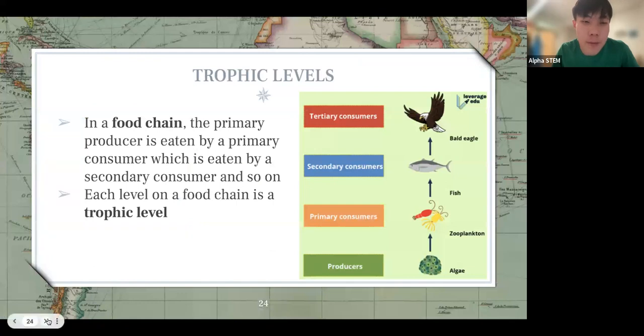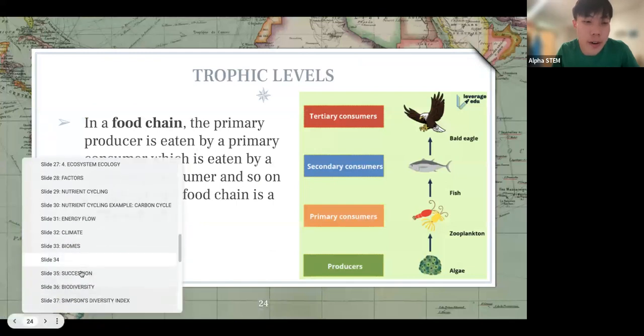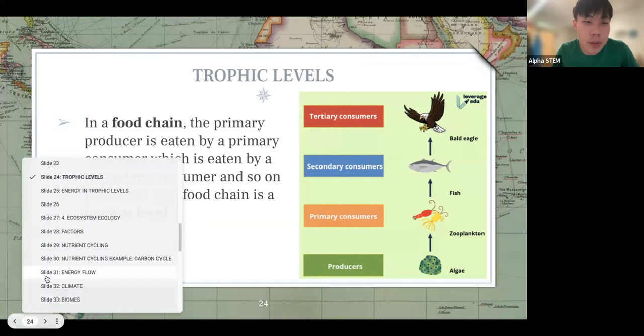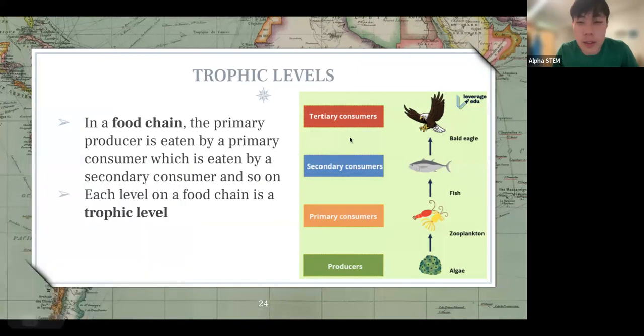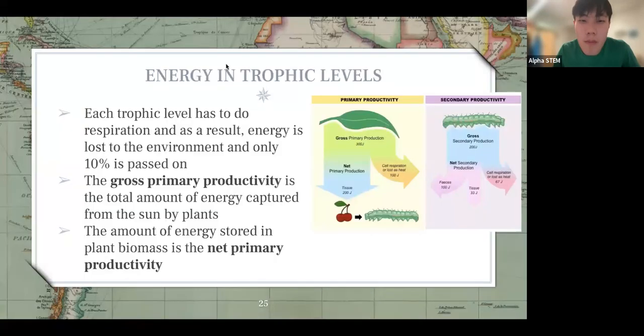And then we have food chains and food webs. In a food chain, the primary producer is eaten. Each level, we call it a trophic level. And this is important to understand. The 10% rule states that each trophic level has to do respiration, and therefore, energy is lost to the environment. Only 10% of the energy is passed on each time.